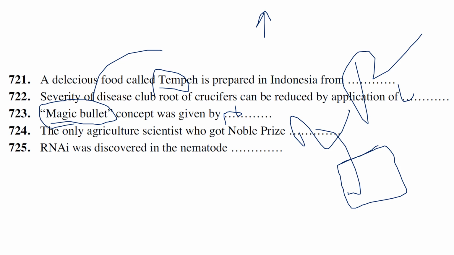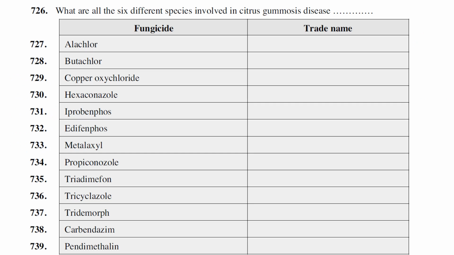RNAi was discovered in the nematode Caenorhabditis elegans. We know very well, right? It was discovered by Andrew Fire and Craig Mello in 1998. For that, they got the Nobel Prize in 2006. And it is also the first nematode to be completely genome sequenced. Okay.